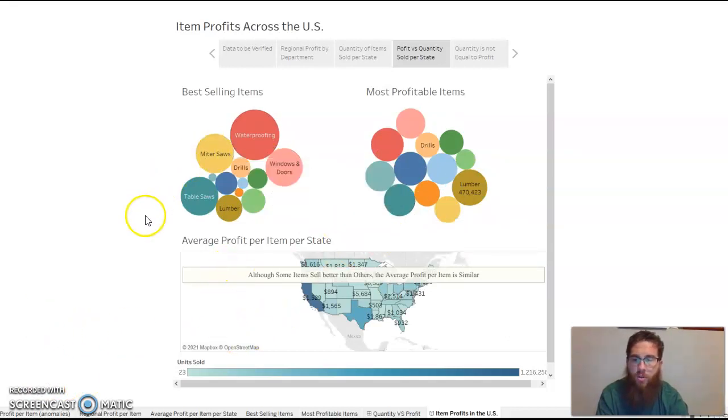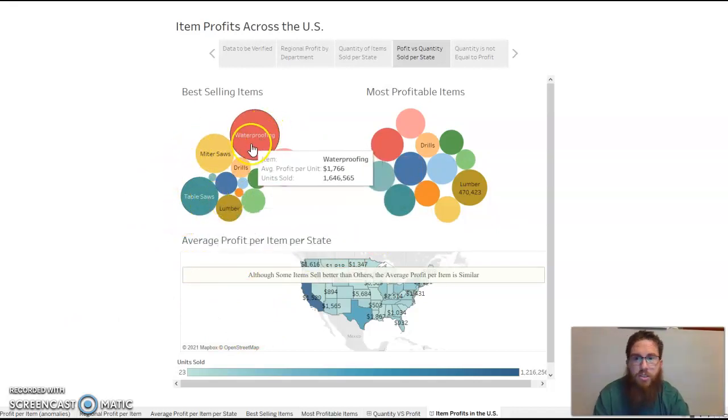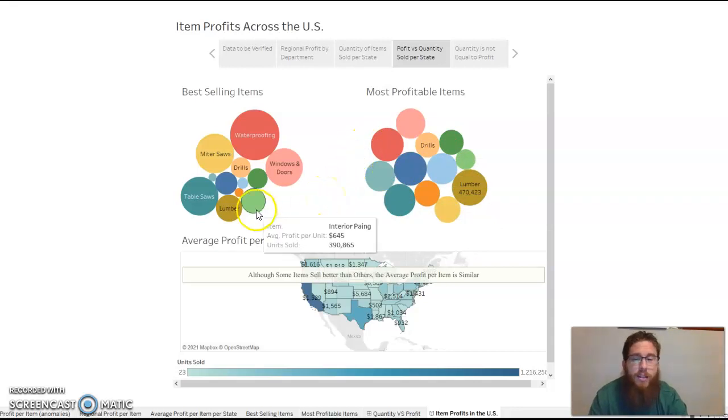Here we can show nationally certain items sell better than others. Waterproofing is very popular, the most popular item. But if we look here, the profits for those items, at least at the national level, there's not a whole lot of difference. Most of the bubbles are very similar in size.